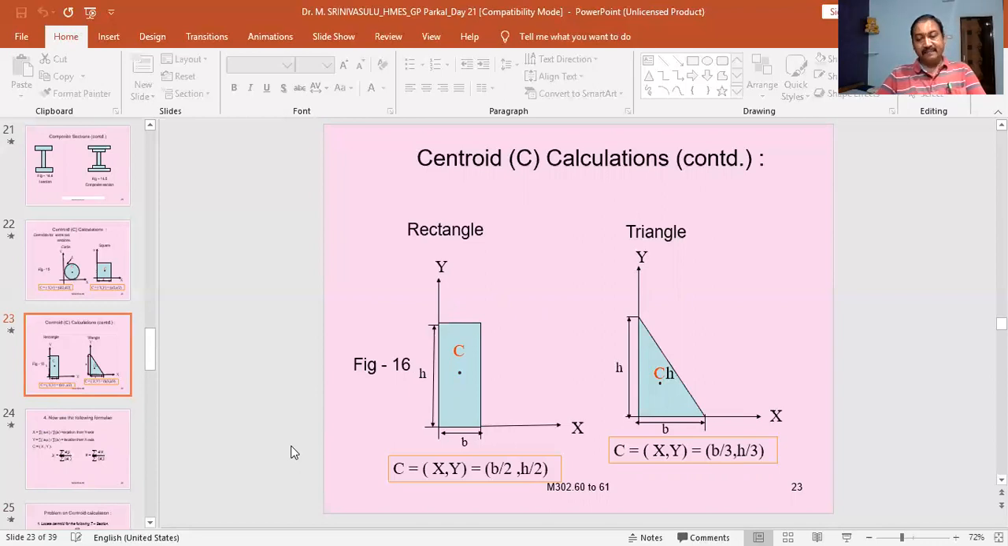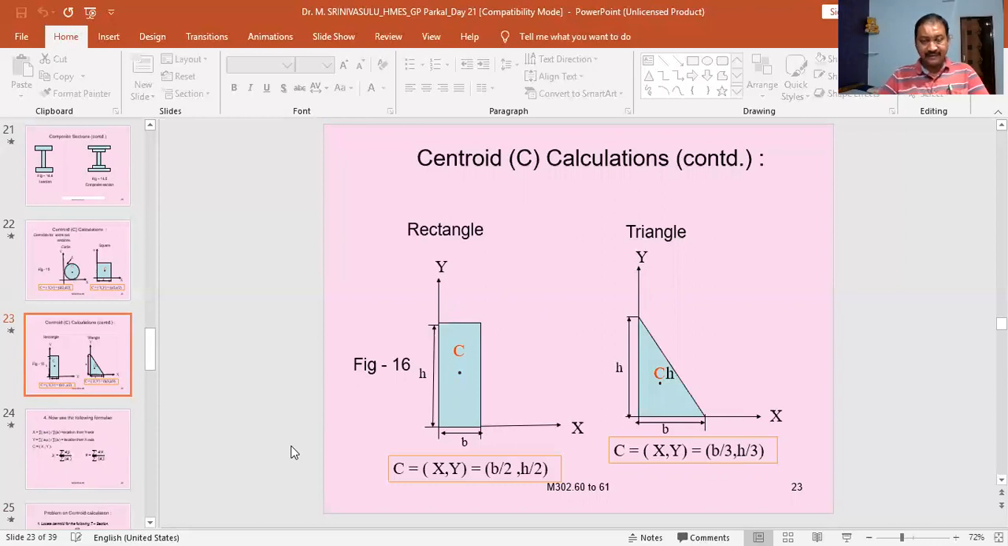Now coming to the triangle. For the triangle, the left edge will be taken as the y-axis, and the bottom edge, the base, is taken as the x-axis. So the centroid is lying at a distance of c from both axes. So we need to find out. In this case, the triangle is specified by width b and height h.